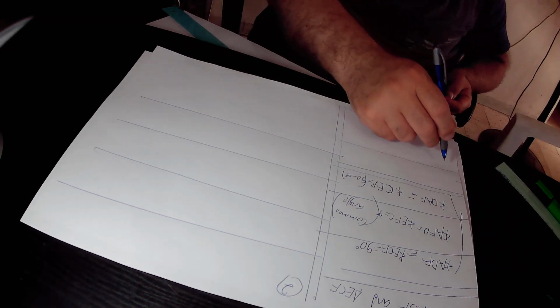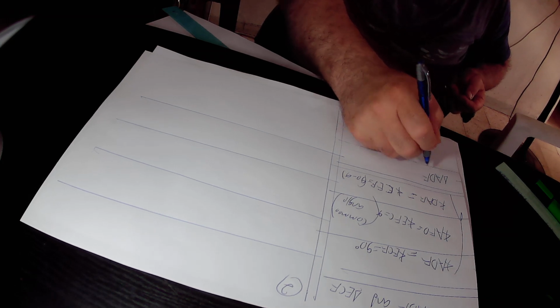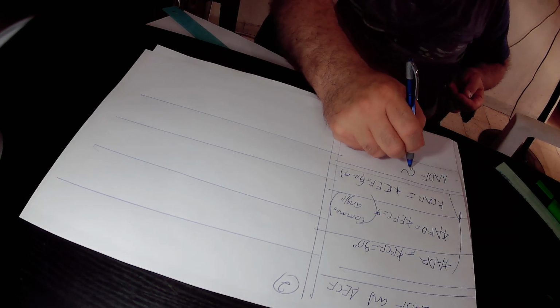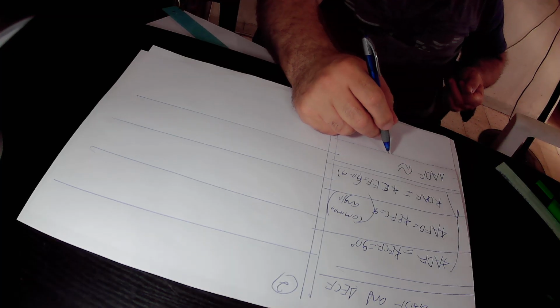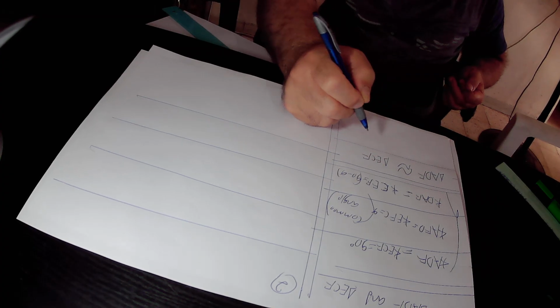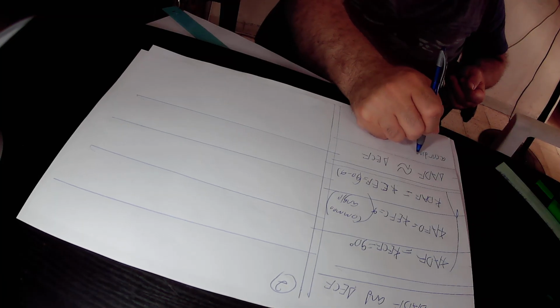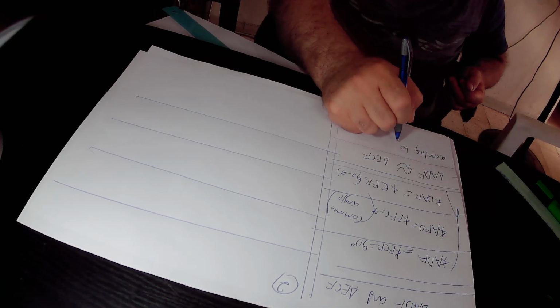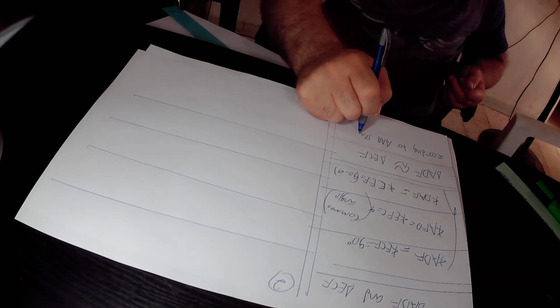So the big triangle ADF is similar, this is the sign of similar, to the small right triangle ECF according to the angle similarity rule.